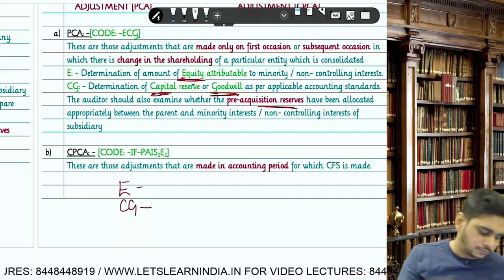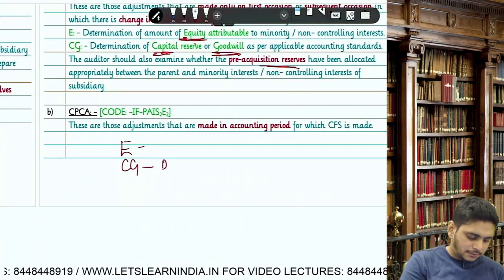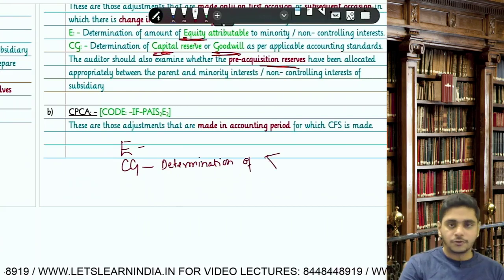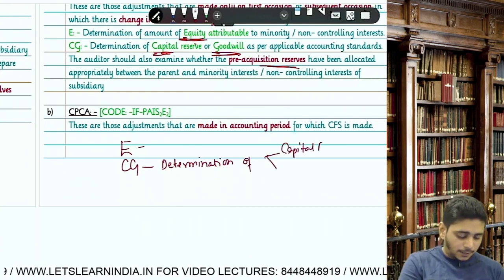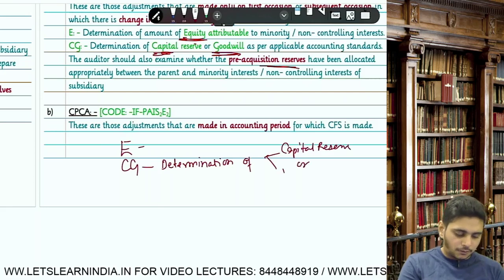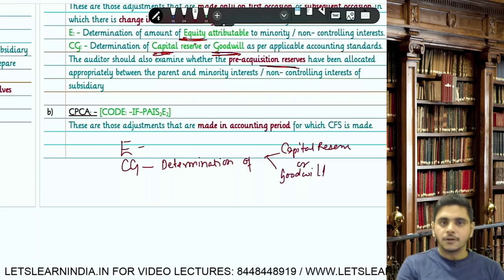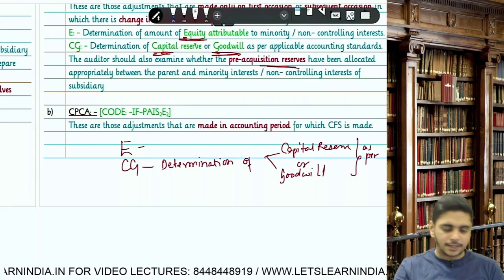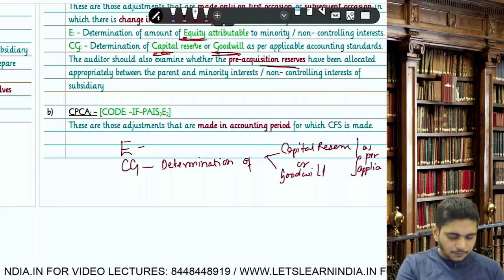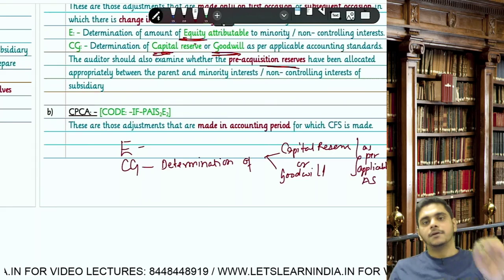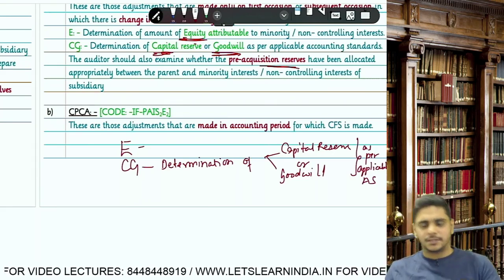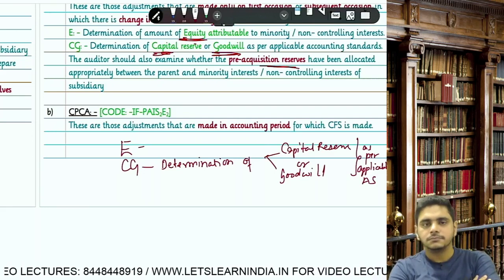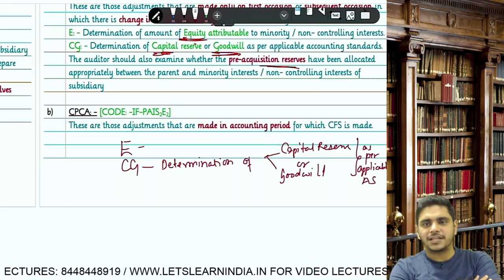CG, write like this: determination of capital reserve or goodwill, as per applicable AS. Determination of capital reserve or goodwill as per applicable AS.